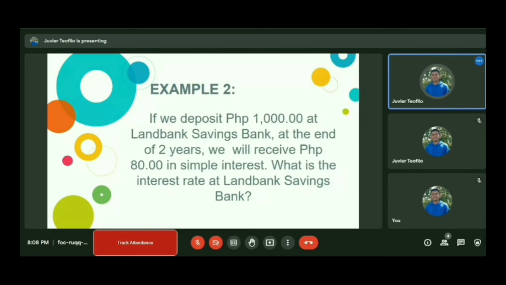Okay, example number 2. If we deposit 1,000 pesos at Land Bank Savings Bank, at the end of 2 years, we will receive 80 pesos in simple interest. What is the interest rate at Land Bank Savings Bank? Now, the given here is the deposited money, which is 1,000 pesos, and we have 2 years, which is our time. And our simple interest that we receive is 80 pesos. So what is being asked in the problem? It is the interest rate. So we're going to find the R in this problem.